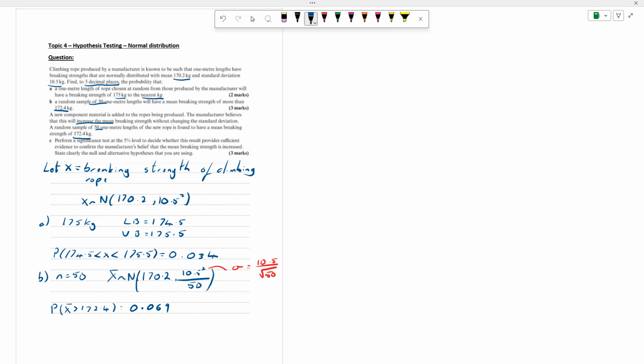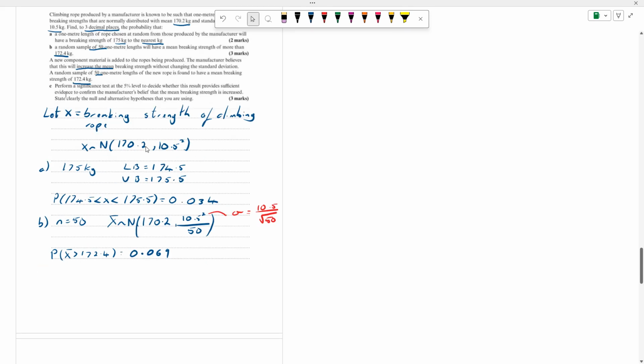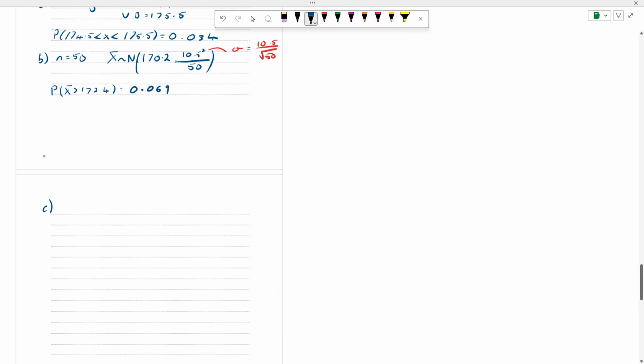Now, some of you may have gone away and done the critical values, compared them, all that kind of stuff, and that's fine if you've done it. You would have had the same outcome at the end. I'm going to use my answer from the previous one. So they want me to perform a significance test at 5% to decide whether the results support sufficient evidence that the manufacturer believes the mean strength has increased. So, first thing, H0 and H1. H0 is your null hypothesis, what is currently in place, and H1 is what they're claiming. Now they're claiming it's increased.